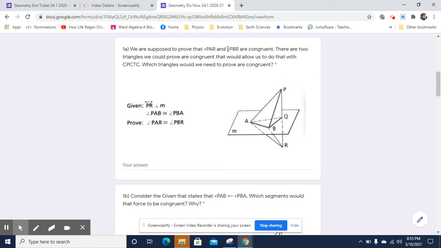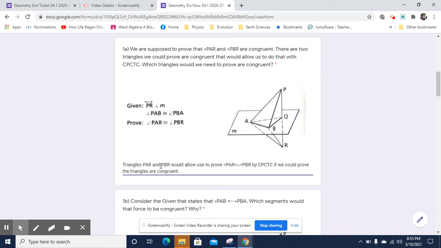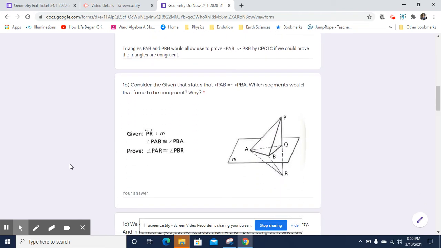So we're supposed to prove that angle PAR and PBR are congruent. There are two triangles we could prove are congruent that would allow us to do that with CPCTC. So what triangles would be useful? Well, that would be triangles PAR and PBR, which would allow us to prove angles PAR and PBR congruent by CPCTC if we could prove the triangles are congruent. We can already prove that one side of those two triangles is congruent because they share PR.